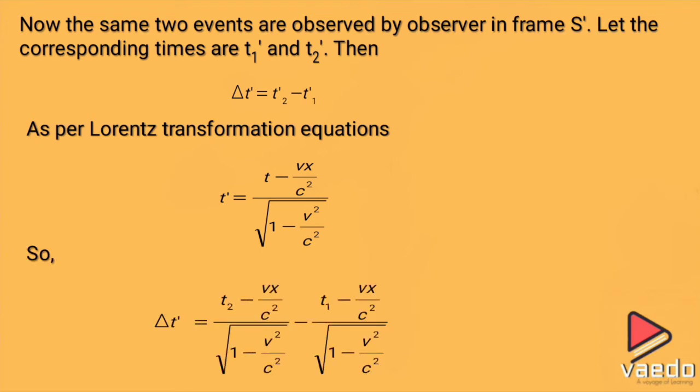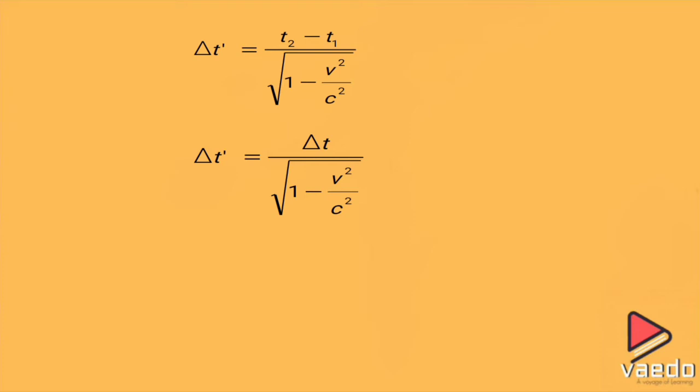Further, if we consider delta t prime, which is the difference in time for the second frame of reference, then we can write t2 minus vx over c square by square root of 1 minus v square by c square, minus t1 minus vx over c square by square root of 1 minus v square over c square. So further, we may write delta t prime equals t2 minus t1 over square root of 1 minus v square over c square, or delta t prime equals delta t over square root of 1 minus v square over c square. So this is the final expression of time dilation.